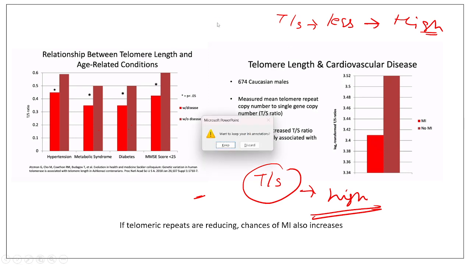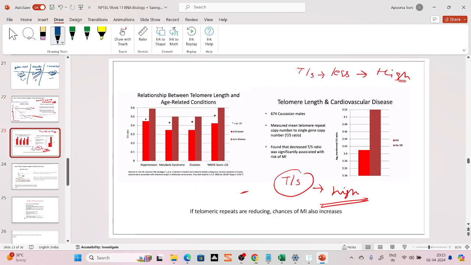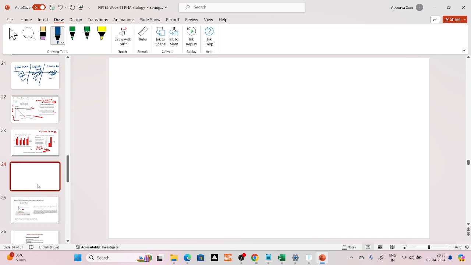It's very easy. Just a minute. Give me 2 minutes. Yeah, I'm just telling you T by S ratio.